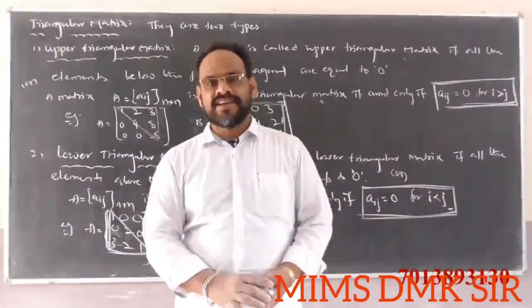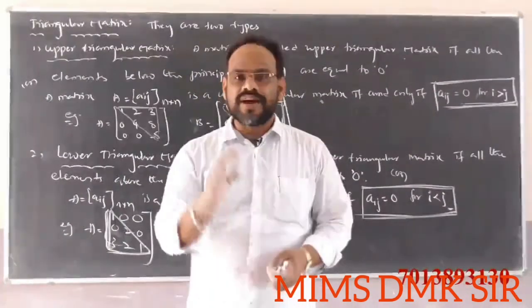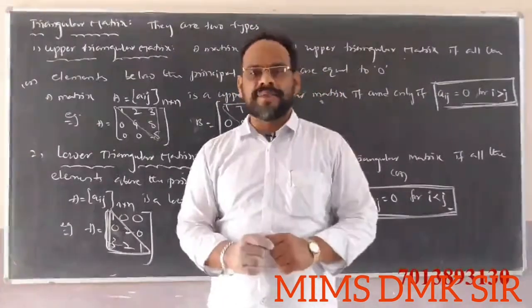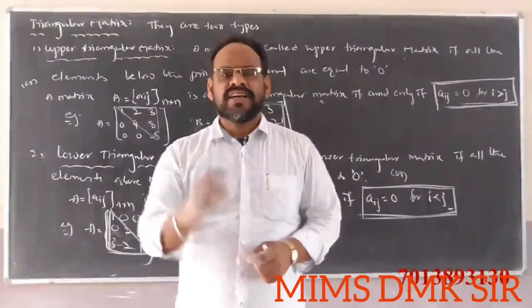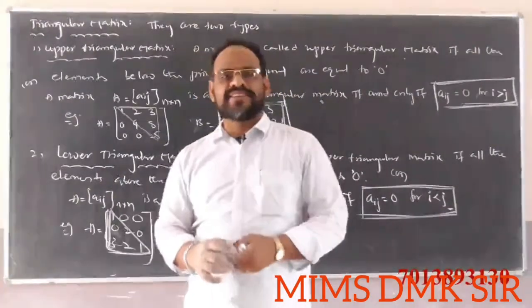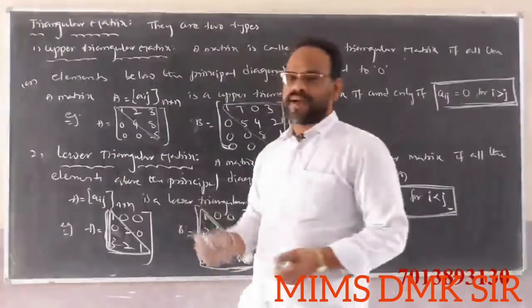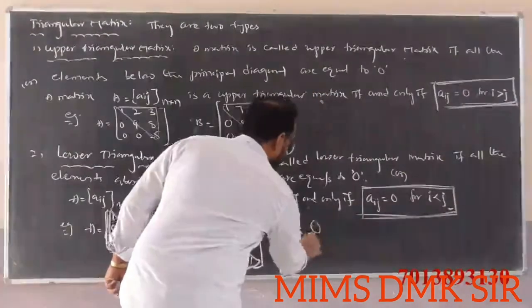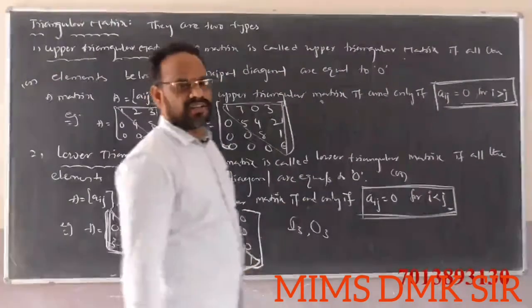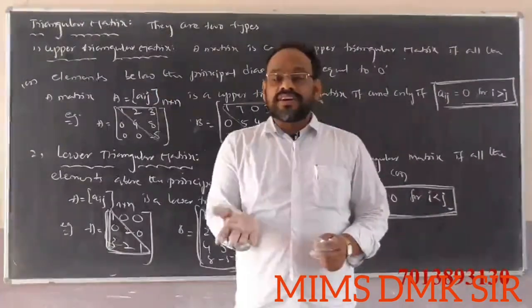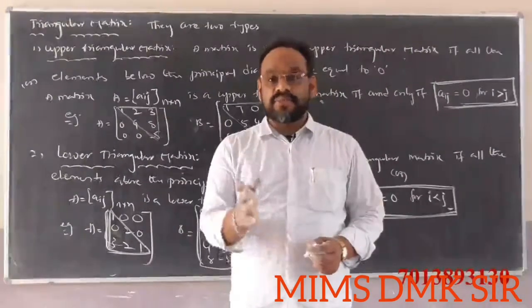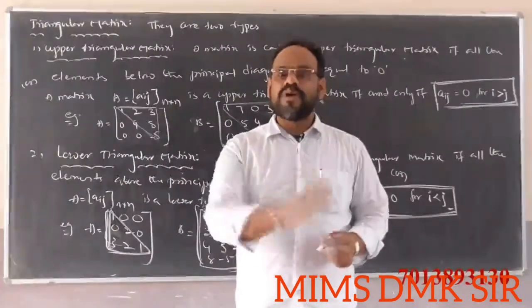Lower triangular matrix. If a_ij is equal to 0 for i greater than j, then the matrix is called what? Upper triangular matrix. So if you take the identity matrix or unity matrix of order 3, or the zero matrix or null matrix of order 3, this is also both an upper triangular matrix and a lower triangular matrix.